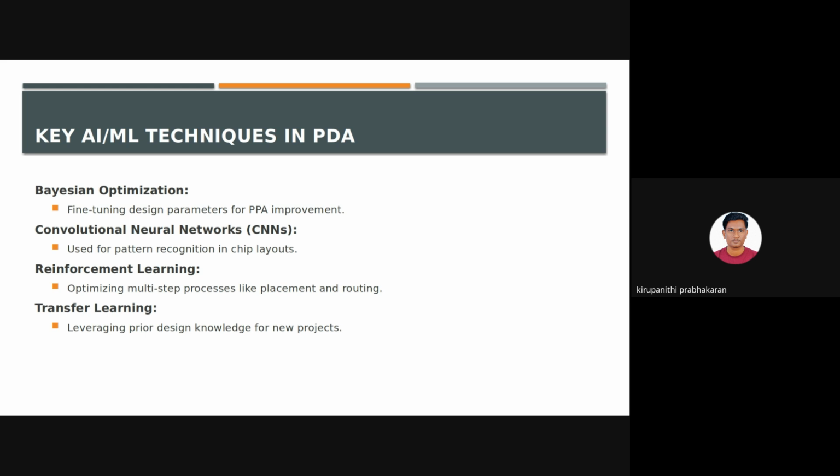Example: using a model trained on a set of chips with similar layers and constraints, applying it to a new project that shares similar routing and placement characteristics, and fine-tuning the model for the new project-specific needs.